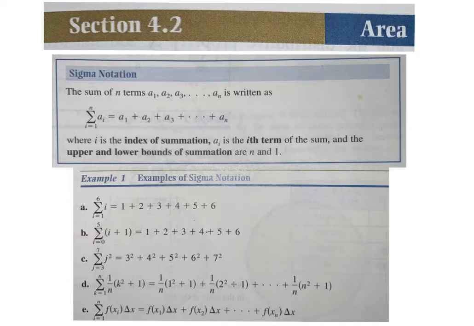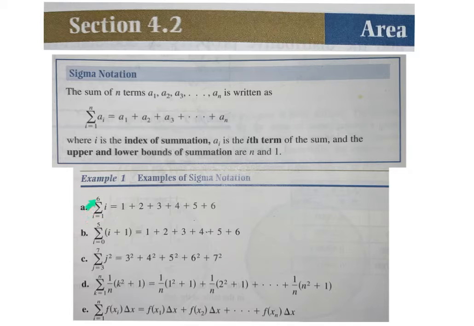All right, section 4.2. So sigma notation. This should be familiar, even if you've never seen it in math. You hopefully have seen it in, like, Excel. It basically means the sum of the terms, where i is the index of the summation, a sub i is the ith term of the summation, and the upper and lower bounds of the summation are n and 1. So basically, you're adding up terms from the first term, which is notated down here, to the last term, which is notated up here. And they give you some examples.